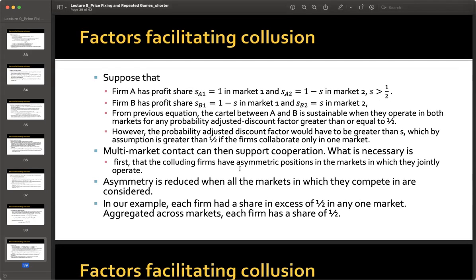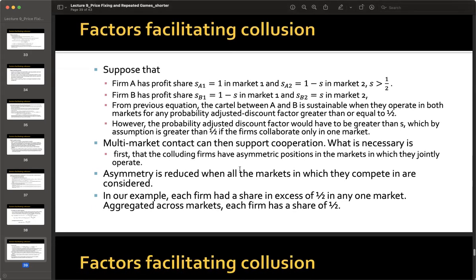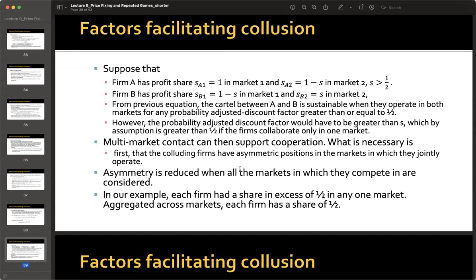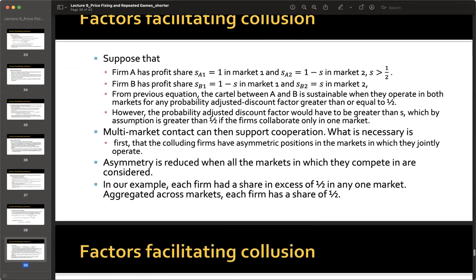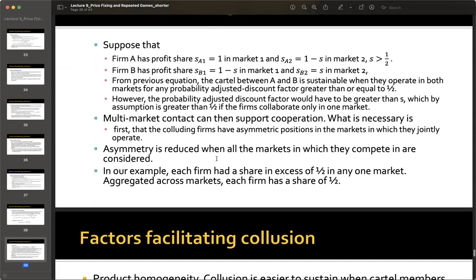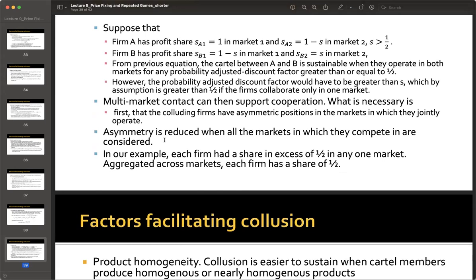Multi-market contact can support cooperation, which is the idea here. Multi-market contact can support cooperation by lowering that adjusted discount factor. So asymmetry is reduced when all the markets in which they compete are considered. Okay, so in our example, each firm had a share in excess of 1/2 in any one market. Aggregated across markets, each firm has a share of 1/2. So asymmetry is reduced in that sense.